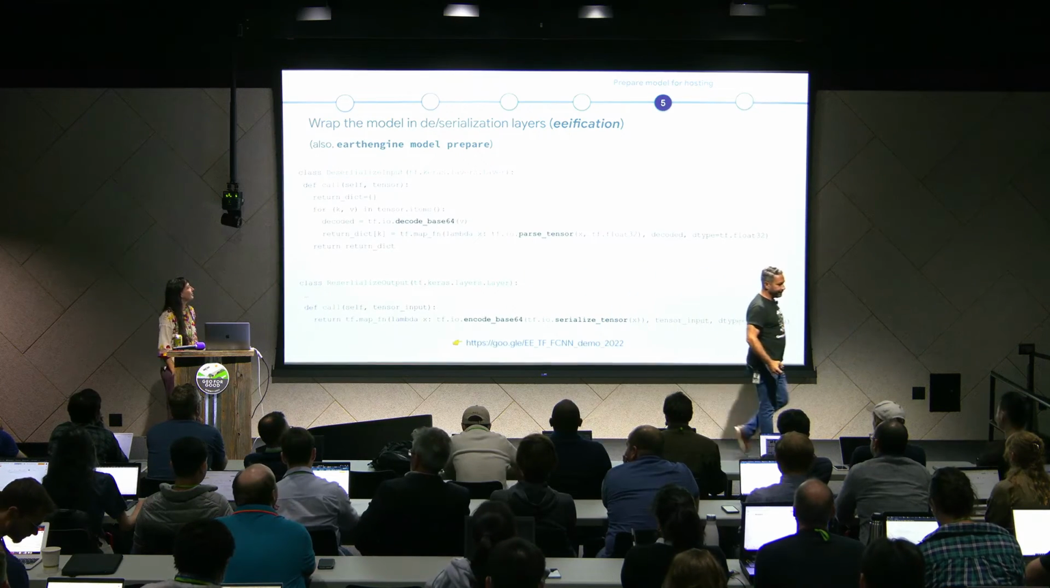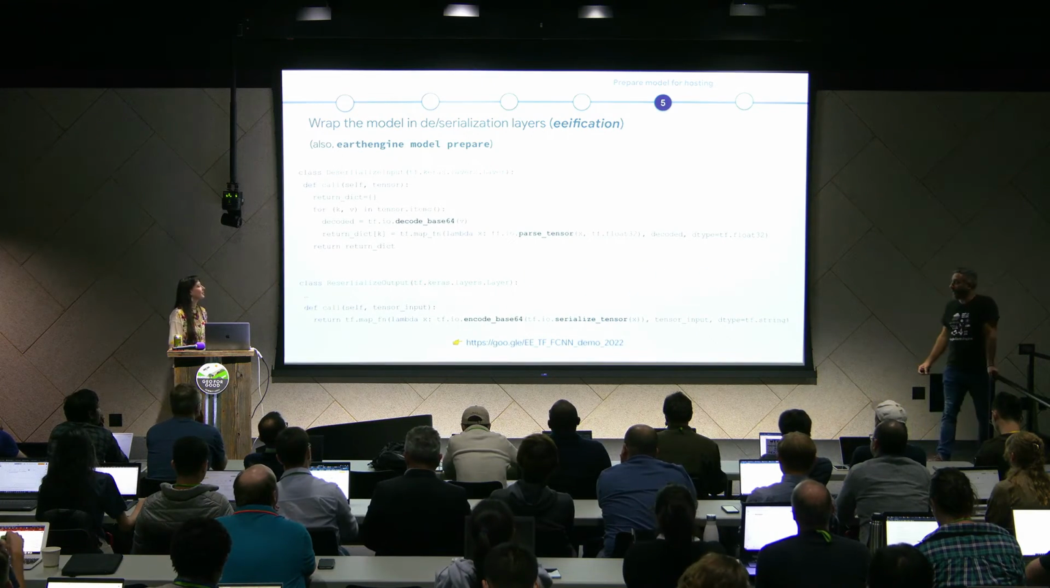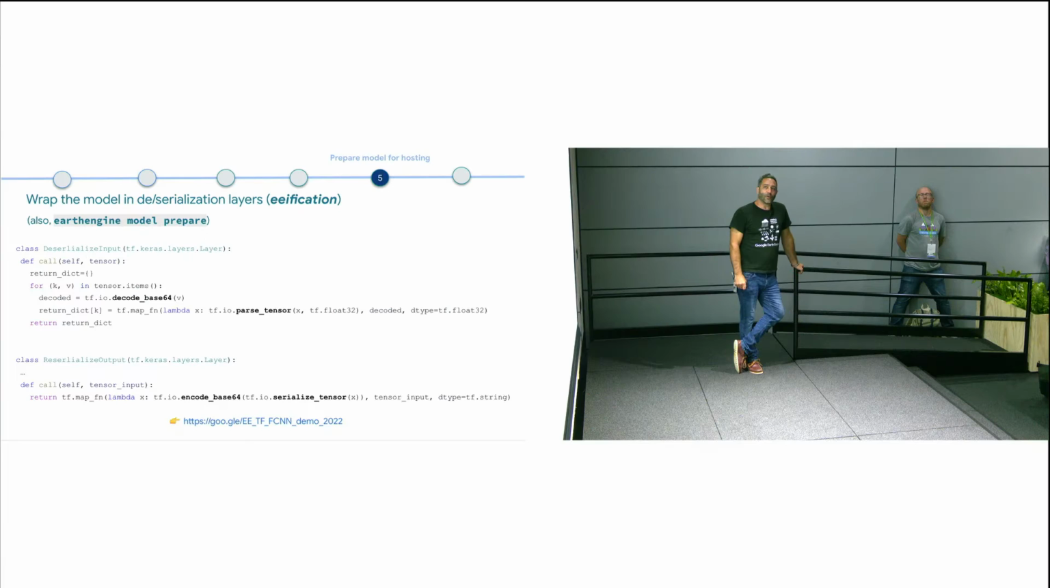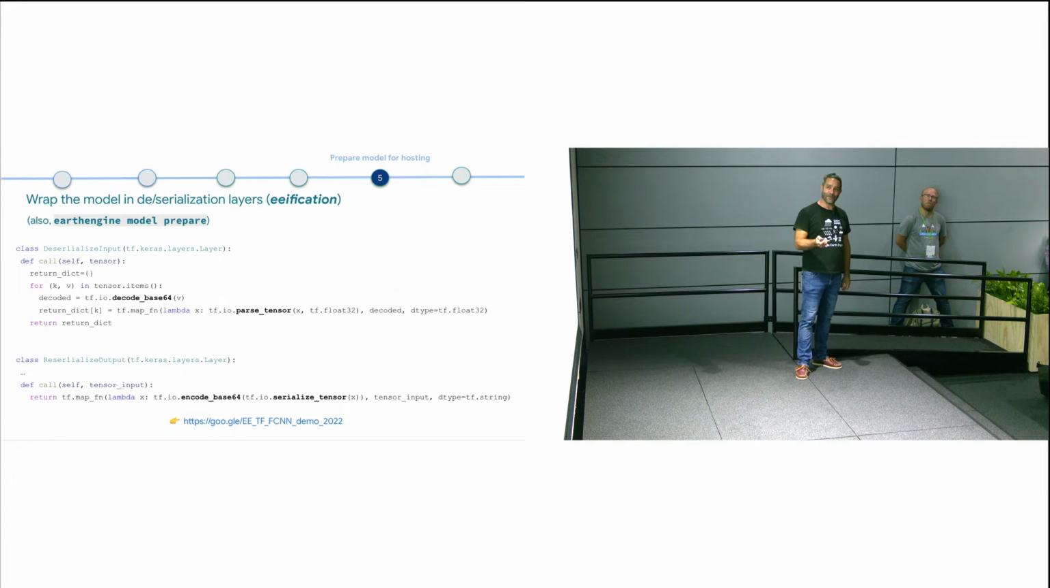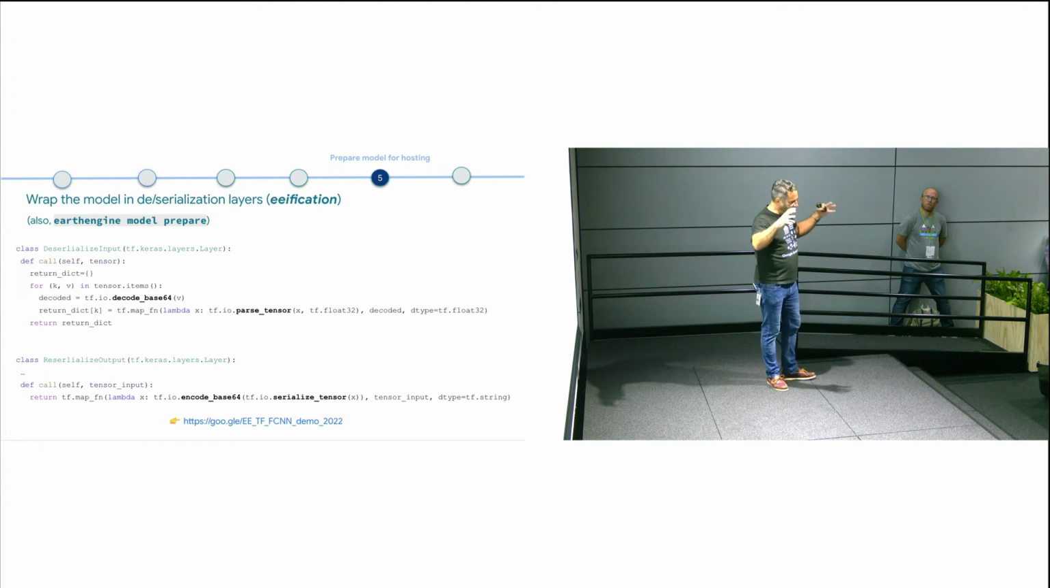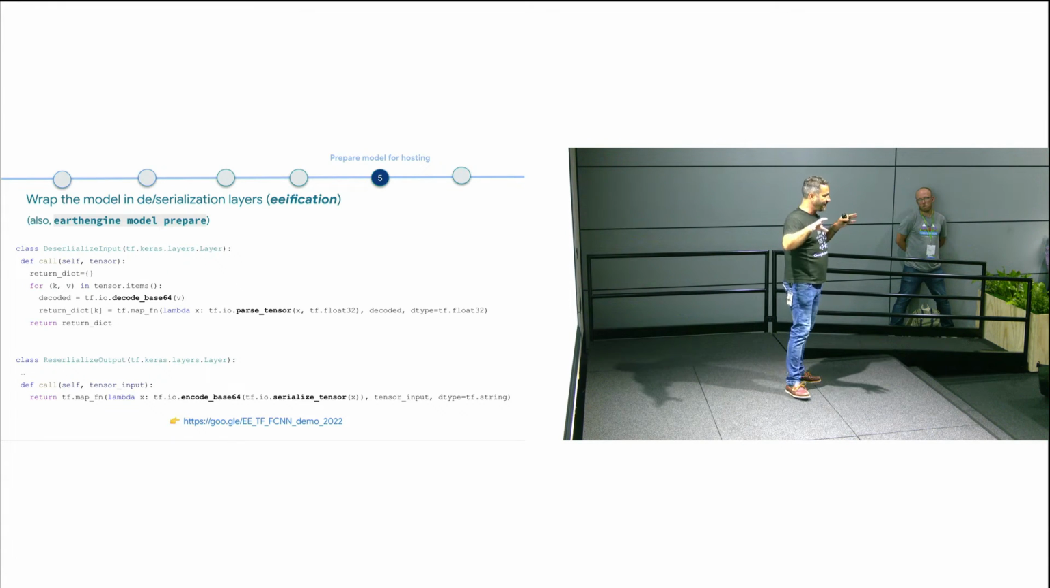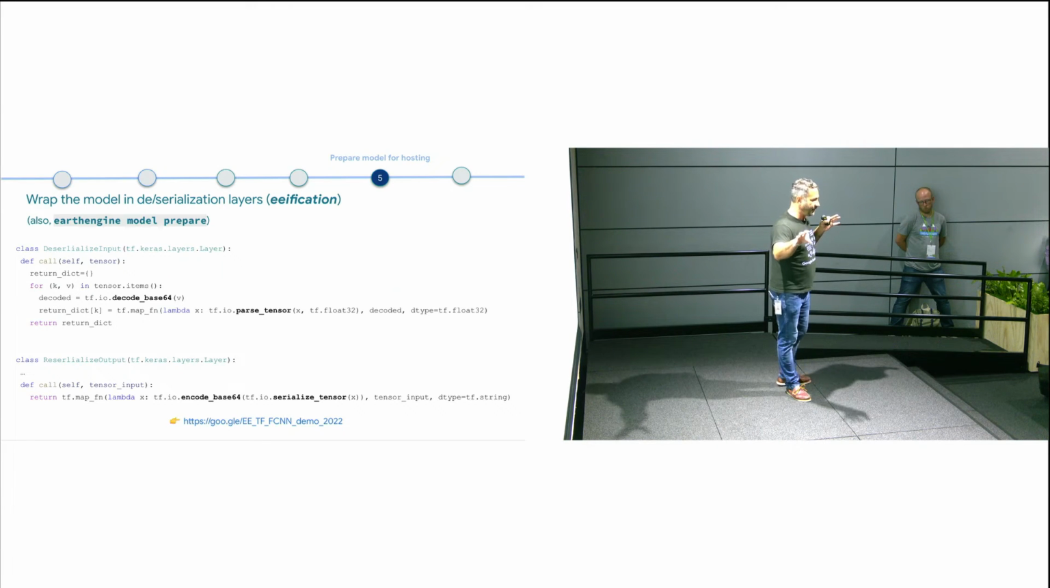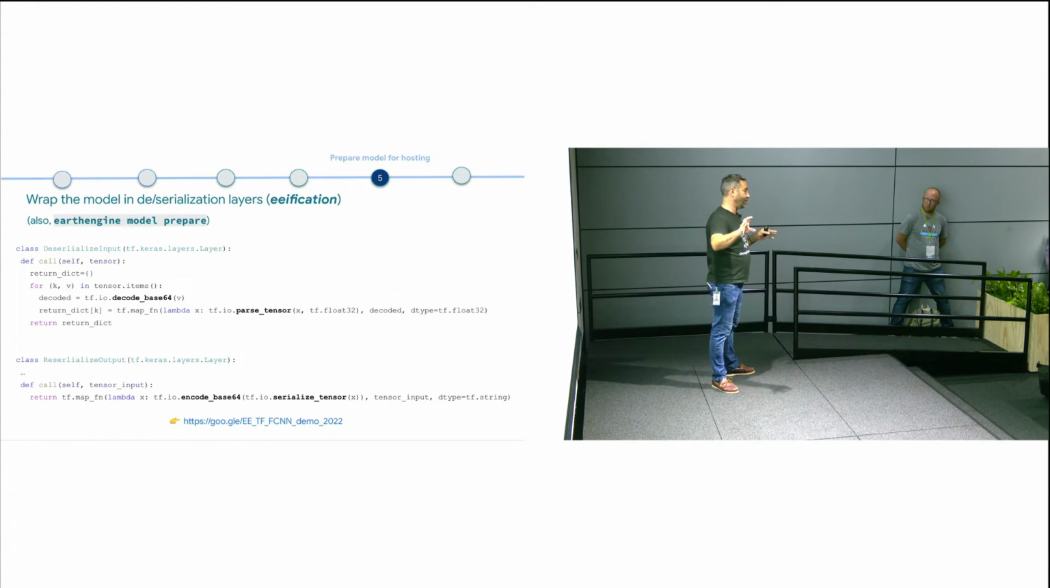This is another new part. Previously, we did a thing which we liked to refer to colloquially as eification. And really, it should have been called AI platformification. But that was implemented by this Earth Engine model prepare thing. And the purpose of that was to bolt on some extra nodes to your saved model. So you've trained your model, you saved it, and now you want to send things back and forth to Vertex AI or AI platform, and those things that you send back and forth need to be base 64 encoded.